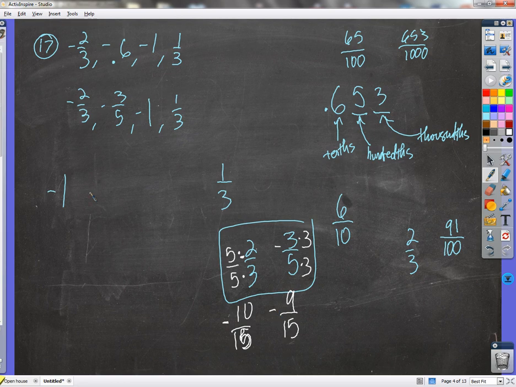Okay. So what comes next after -1? -2/3, because that's -10/15, and that is further from 0. Okay. And next would be, well, we only have one thing left. -3/5.